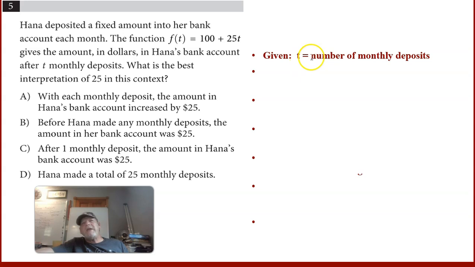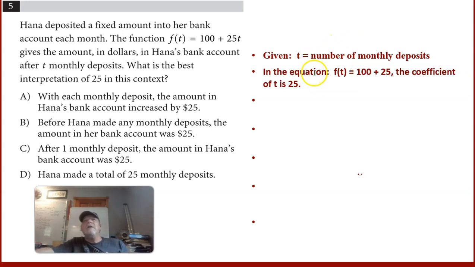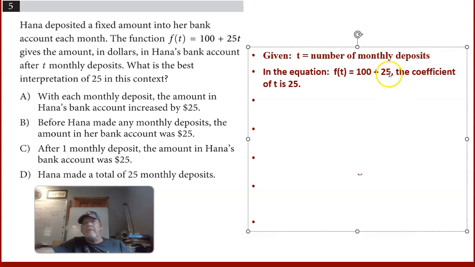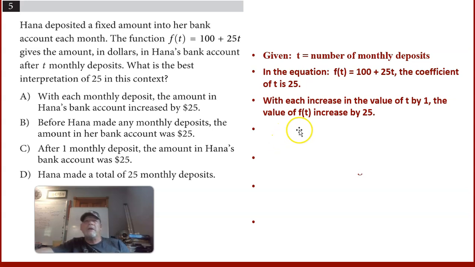So we know that t equals the number of monthly deposits. It's really the total from the monthly deposits. In the equation, f of t equals 100 plus 25t, the coefficient of t is 25. There's a t here that was left out. The coefficient of t is 25. So coefficient means the number in front of a variable. And that's going to be important in this case.